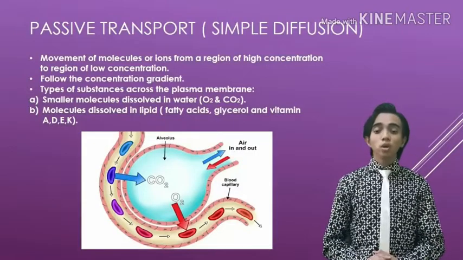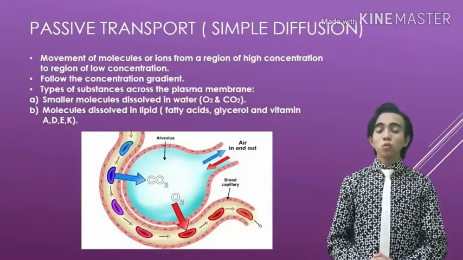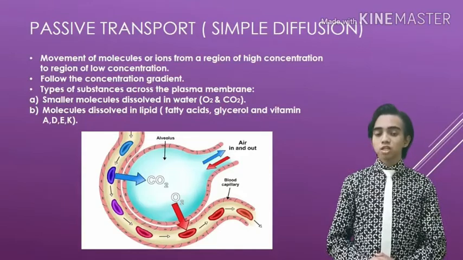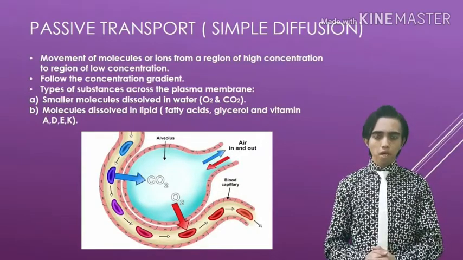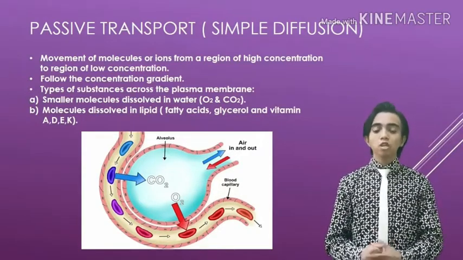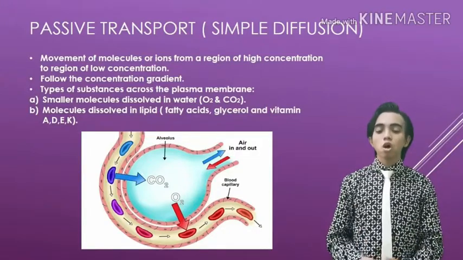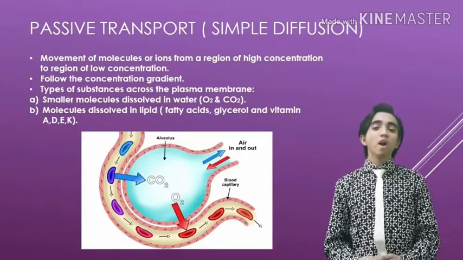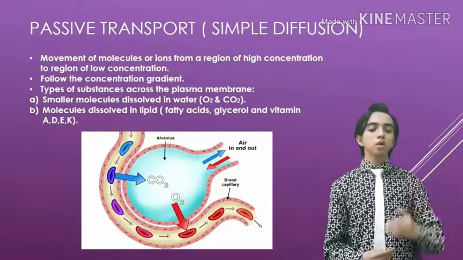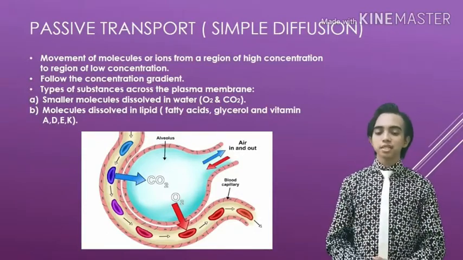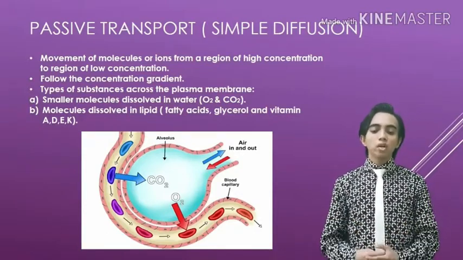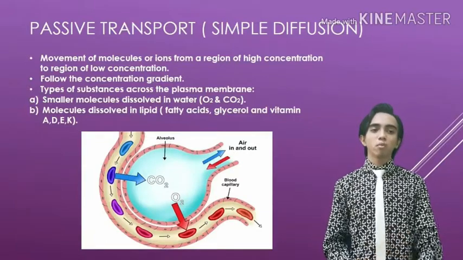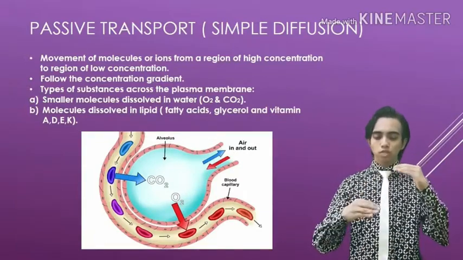Right now, we're looking at passive transport, which is simple diffusion. How can simple diffusion happen? Simple diffusion happens through the movement of molecules or ions from a region of high concentration to a region of low concentration. So it follows the concentration gradient. It moves from high concentration to low concentration.